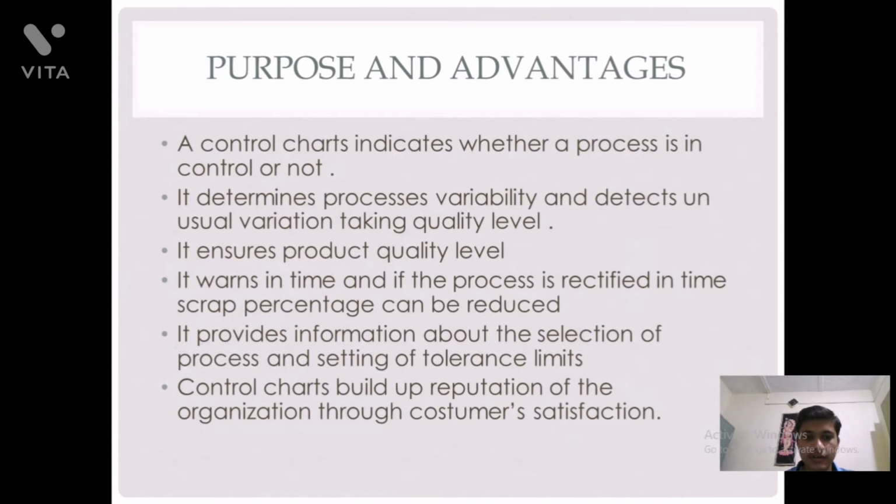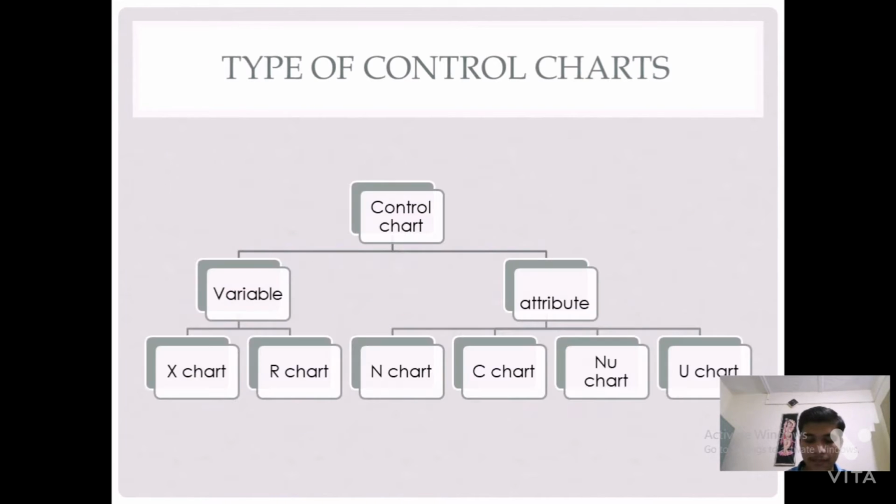So, it provides information about the selection of the process and the setting of tolerance limits. Control charts build up the reputation of the organization through customer satisfaction. Here we can understand that if we remove the scrap before the final production, then the final production list of the manufacturing unit will be improved and there will be no loss. So there will be customer satisfaction in that.